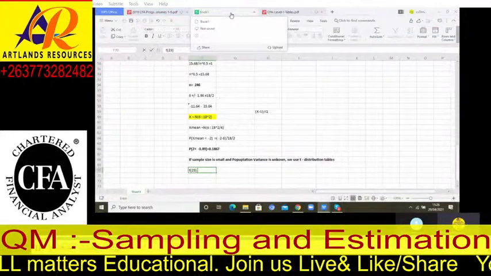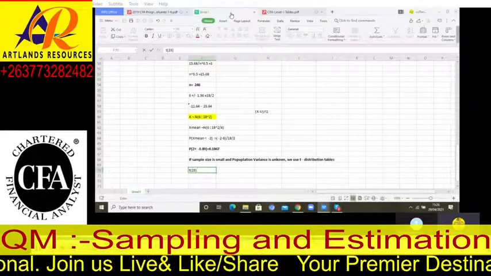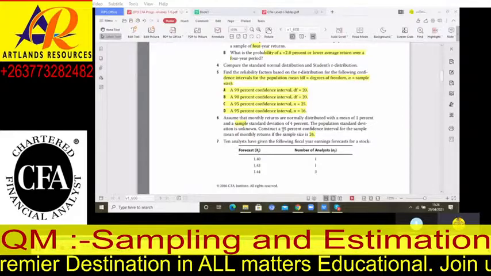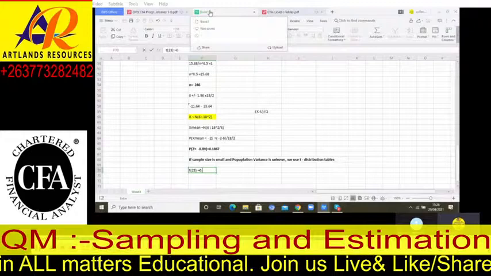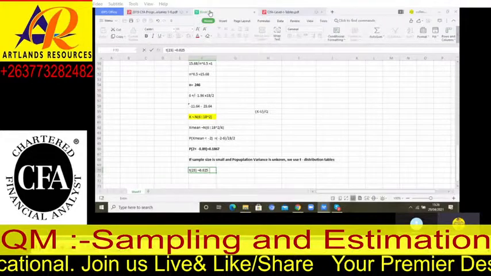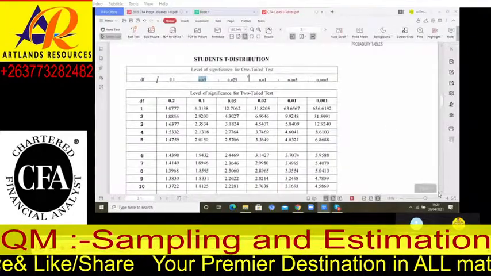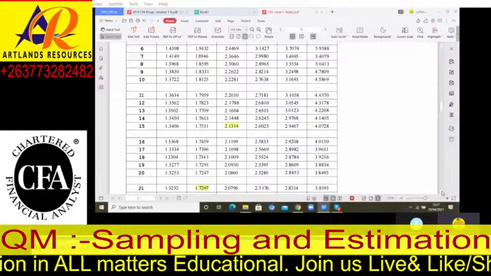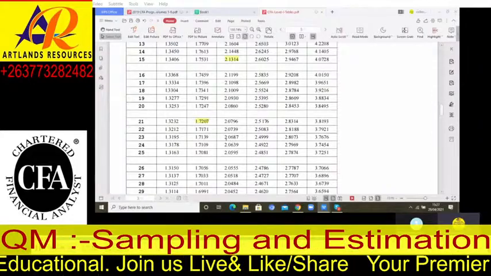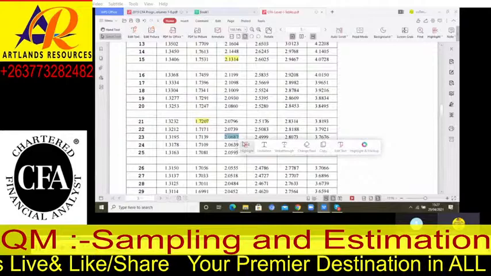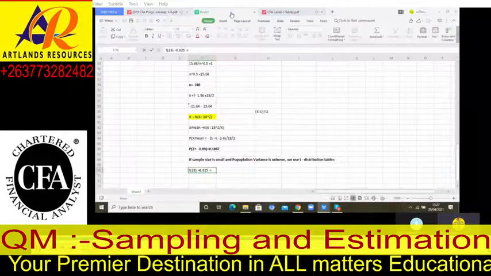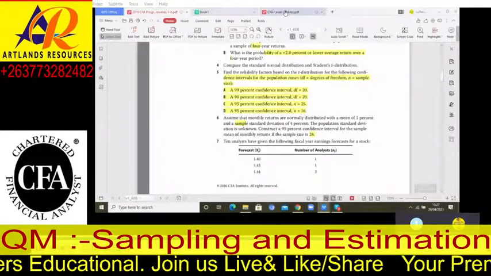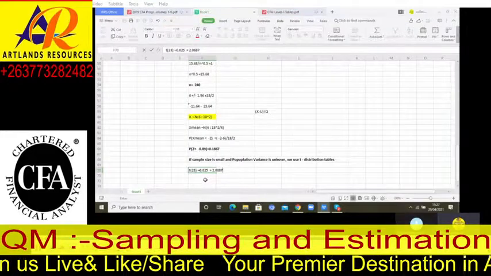So you say T23. If it's a 95% confidence interval, alpha is 5%, so you divide 5% by 2 to get 0.025. Then the reliability factor: you come to the tables, 0.025 is the third line here, 23 and 0.025, it's 2.0687. So I put 2.0687 here. This is the reliability factor.